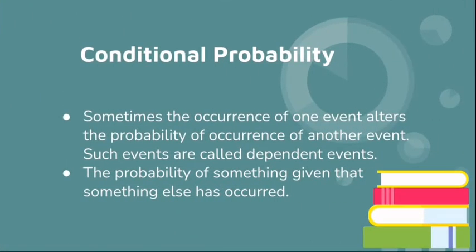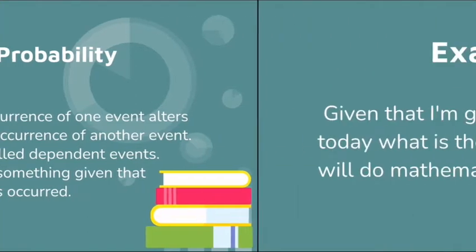So, let's start first with the conditional probability. What is the definition of conditional probability? Sometimes the occurrence of one event alters the probability of occurrence of another event. Such events are called dependent events. Also, it is the probability of something given that something else has occurred. So, kapag sinabing conditional probability, yung probability ng isang event ay nakadepende sa isang event that has already occurred. So, para mas maintindihan natin ang conditional probability, let's have an example.